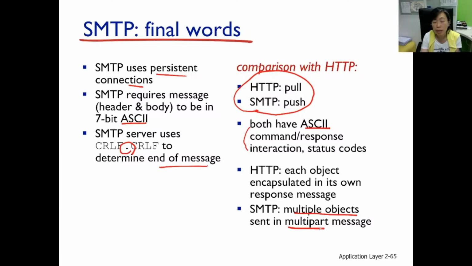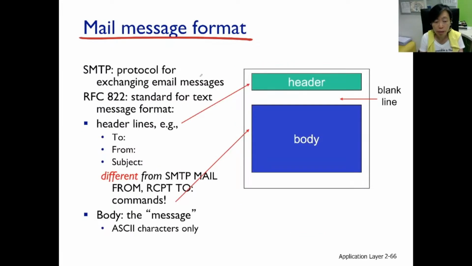So for emails that come with an attachment, like a big PDF file: here is the attachment, if there's anything wrong, contact me. So the email has the original text at the beginning, and then additional attachments. They can be sent as a multi-part message. So multiple objects in one message versus HTTP: one object, one message.